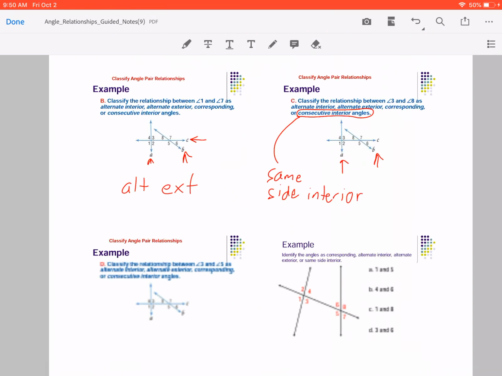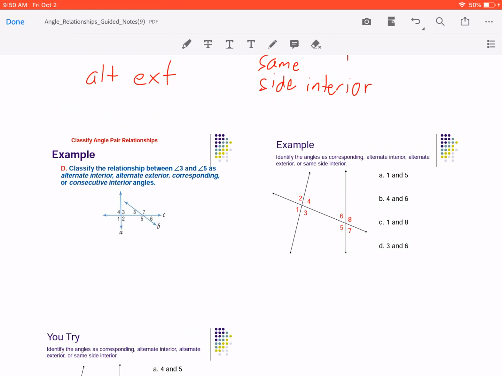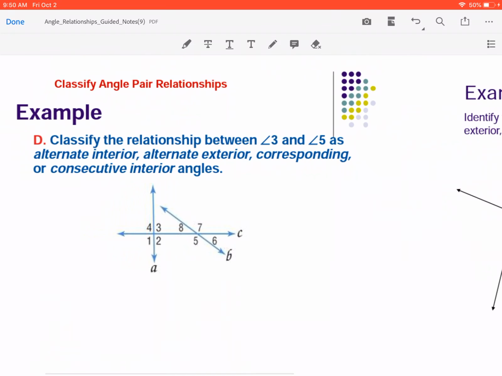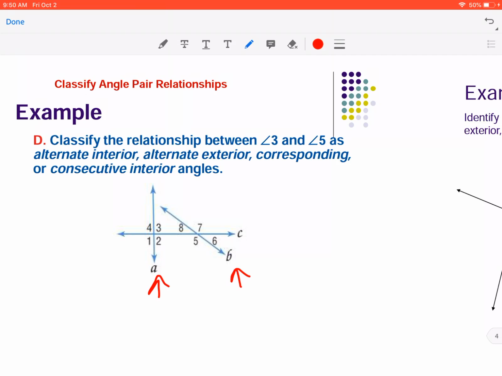A couple more here. 3 and 5. Let's see, they're both on the inside of A and B, so it's got to be something interior, but they're not on the same side of this transversal C. If they're not on the same side, they're on opposite sides. That should be alternate interior.